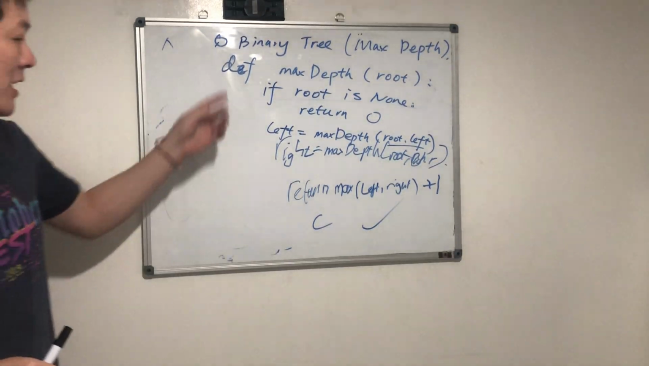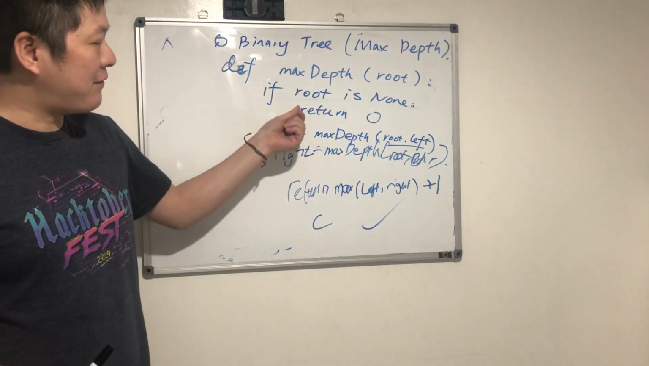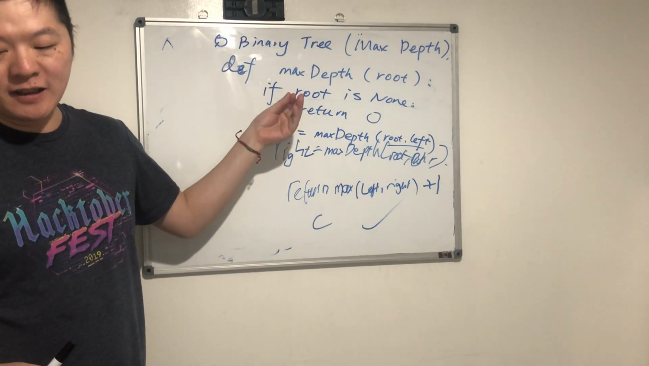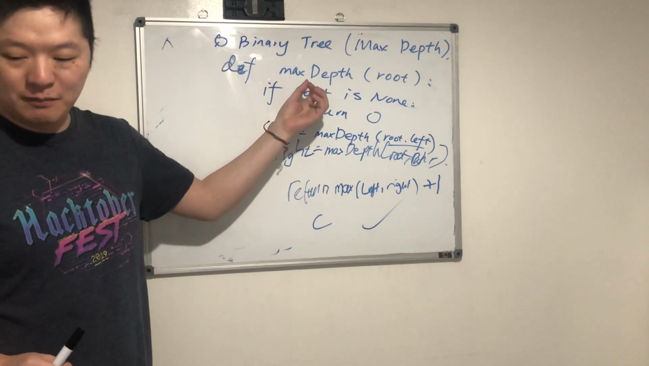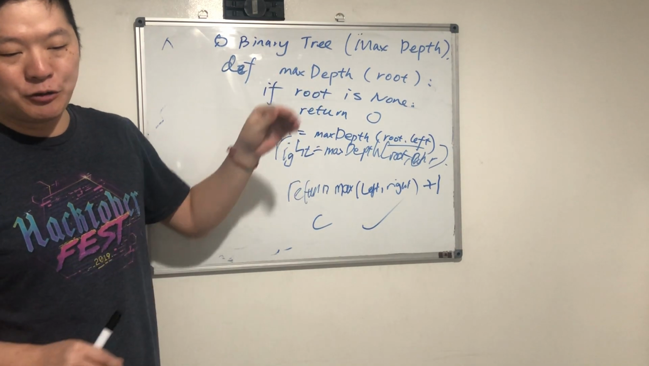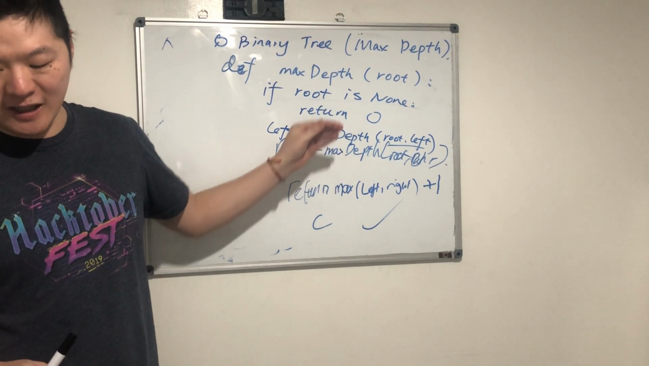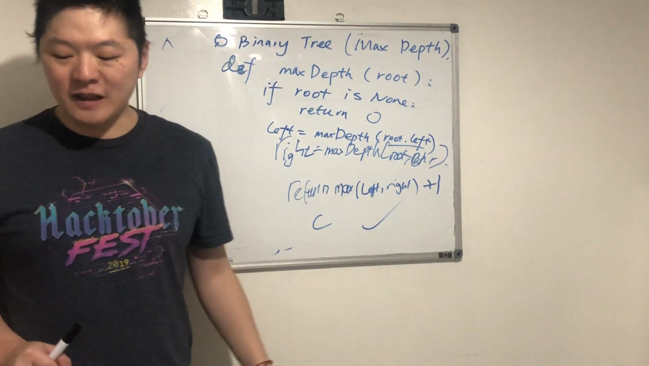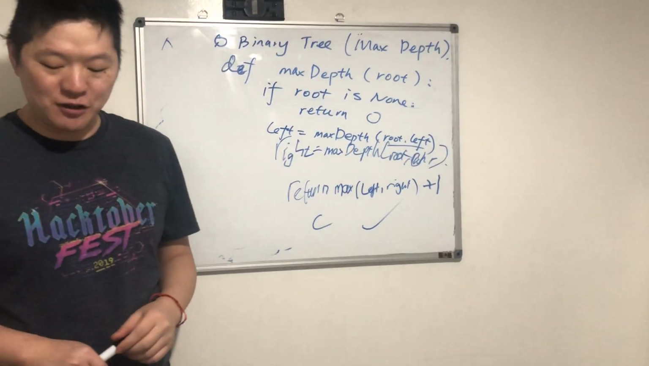Good. Remember this, this is the recursive implementation of how we computed the max depth of a binary tree, which is the distance between the root and the leaf, yeah? So today we are going to use another algorithm, breadth first search.